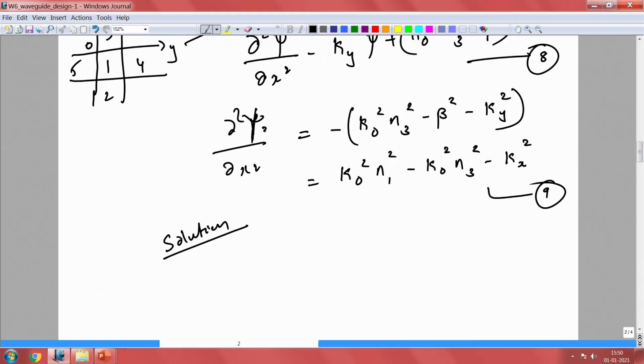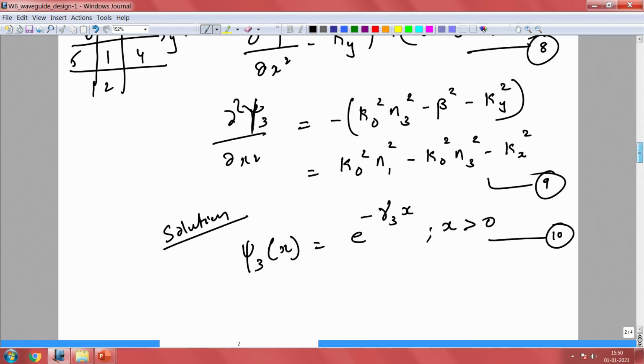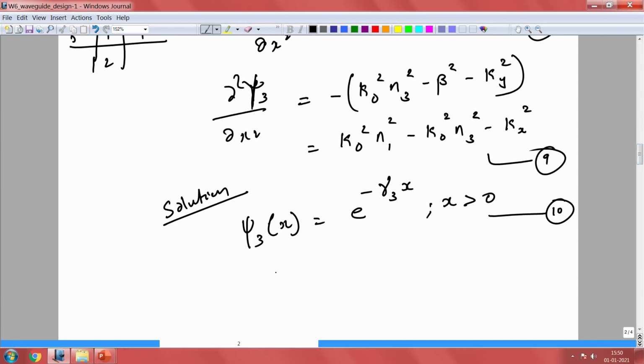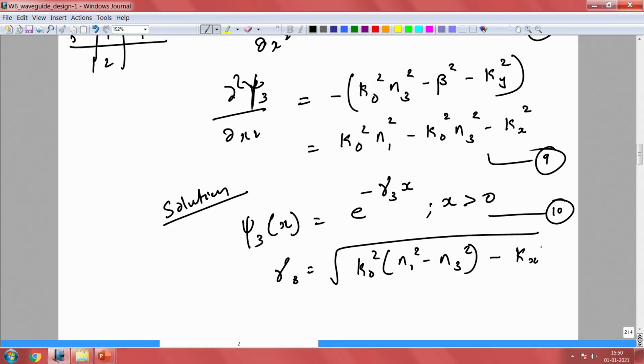Let us say this is chi 3, right. So, you have chi 3 of x along the x direction, which will be e to the power minus gamma x for x greater than 0. So, this is actually the solution to this, alright. So, what is gamma 3 here? Under root k naught squared n 1 squared minus n 3 squared minus kx squared.